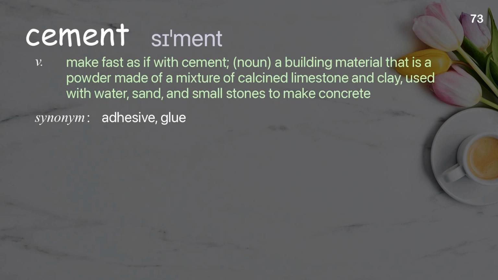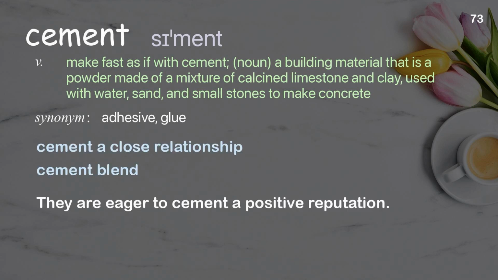Cement. Make fast as if with cement. Noun, a building material that is a powder made of a mixture of calcined limestone and clay, used with water, sand, and small stones to make concrete. Examples: cement a close relationship. Cement blend. They are eager to cement a positive reputation.